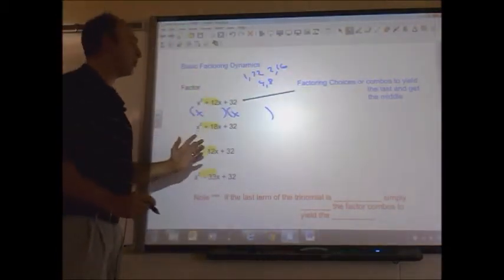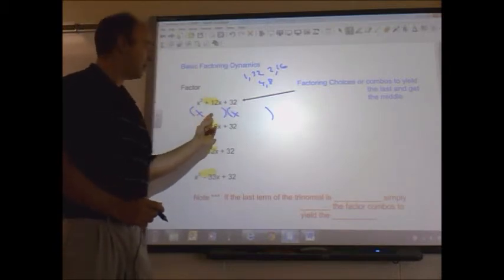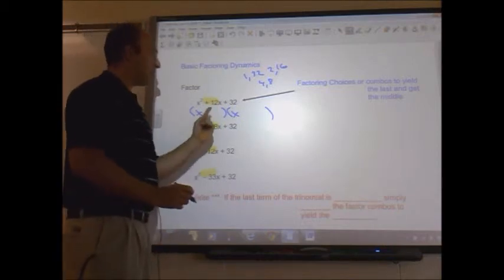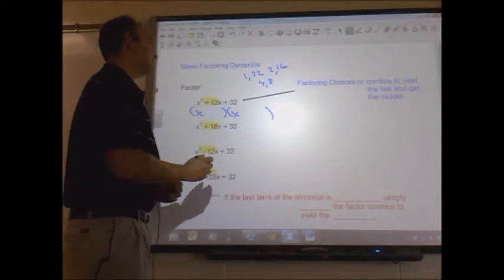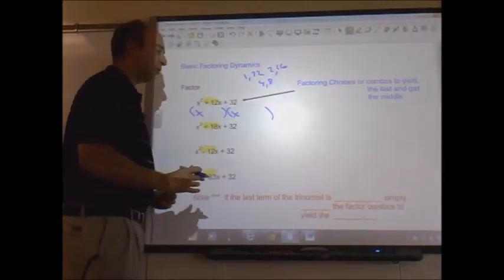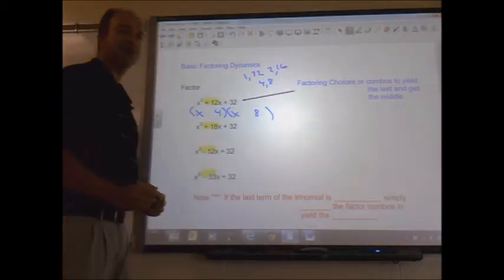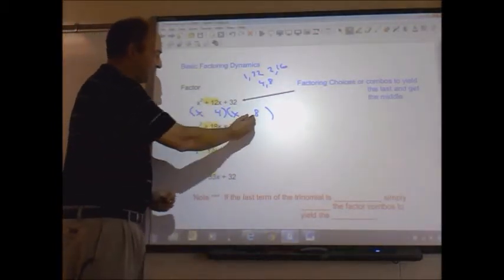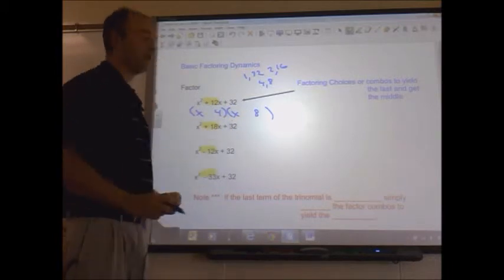Now the thing about a trinomial you have to pay attention to, it's not just getting back the tail and the head. You also got to get the middle term correct. So we want to choose a choice that actually ends up with positive 12x for the middle. Out of these three choices, we are going to choose 4 and 8. 4 times 8 is 32, and now if you check, the outsides would be 8x, and the insides is 4x. That in fact does make 12x.